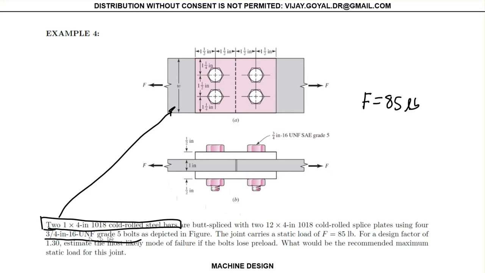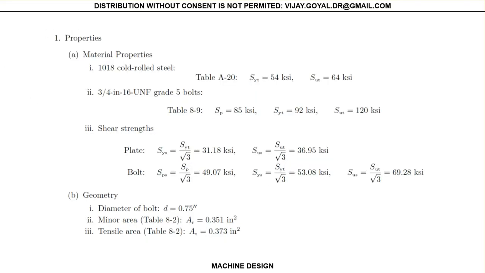You want the design factor 1.3. All this information is given, and you want to find what will be your static recommendation for this joint. So when I do this problem, before I start, I need to find the material properties.